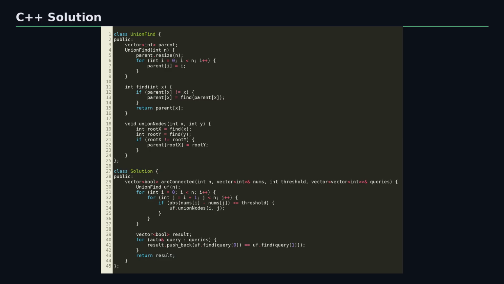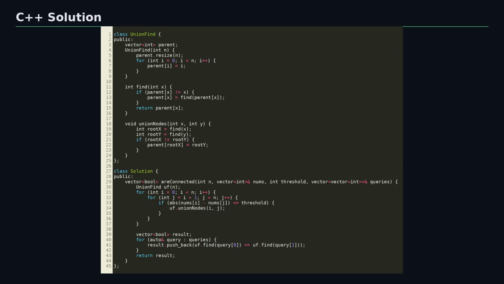We also have the union nodes function, which unions two nodes by making one of them the parent of the other. In the solution class, we create a union-find object with n nodes. And then we iterate over the list of numbers and union the nodes that have an absolute difference less than or equal to the threshold. Finally, we answer the queries by checking if the two nodes are in the same connected component.